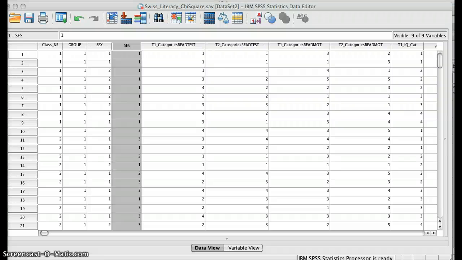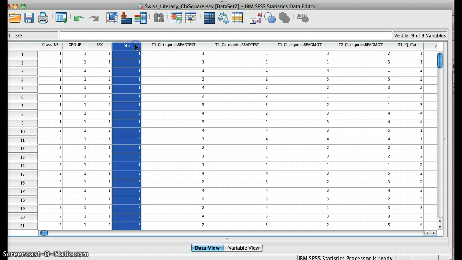This is a video about how to conduct a goodness of fit test in SPSS. The chi-square goodness of fit test compares an observed distribution with what you expected. So for this example, we're going to see if our socioeconomic status distribution, which has three levels, low, medium, high, matches up with what we expected.